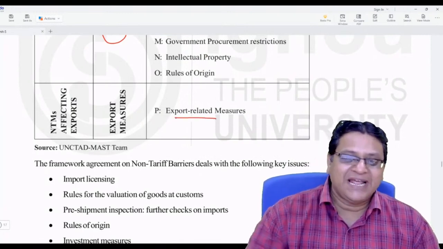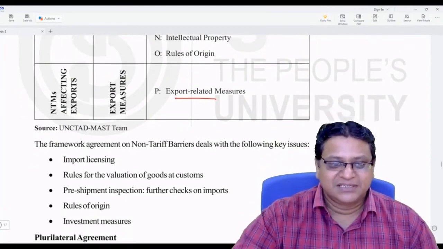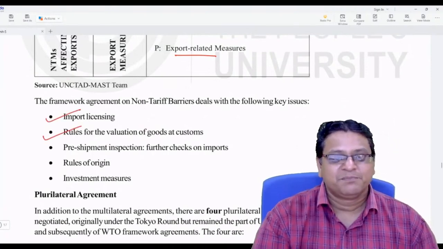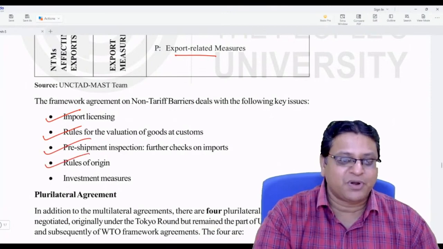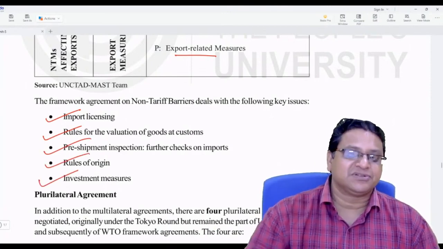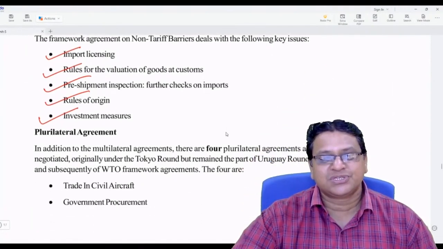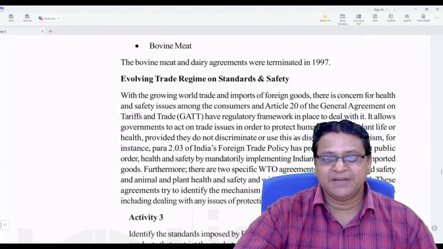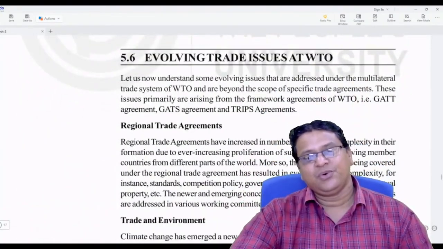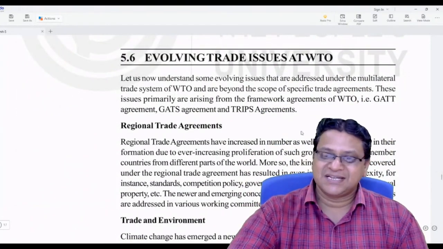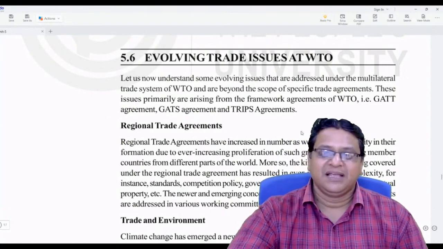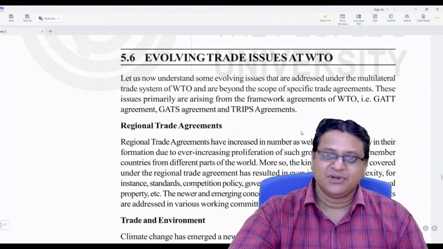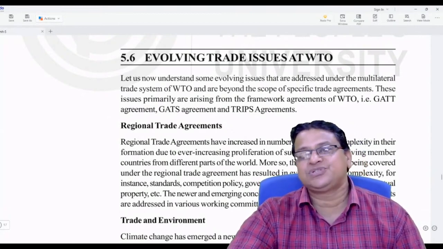So the non-tariff barriers agreements deal with the following things: import licensing, rules for valuation of goods, pre-shipment inspection, rules of origin, investment measures. All these measures, all these rules are framed in non-tariff barrier agreements. So these are important agreements under WTO. The important agreements are the GATT agreement, GATS agreement, TRIPS agreement, then the agreement on agriculture, and other important agreements which we have discussed. Next we will discuss the evolving trade issues at WTO.